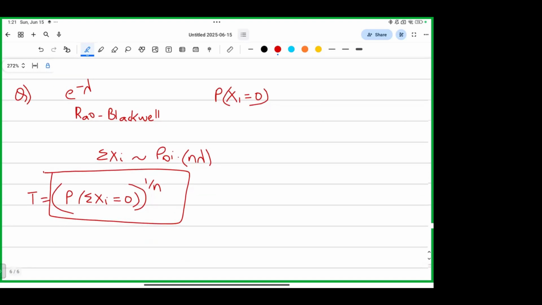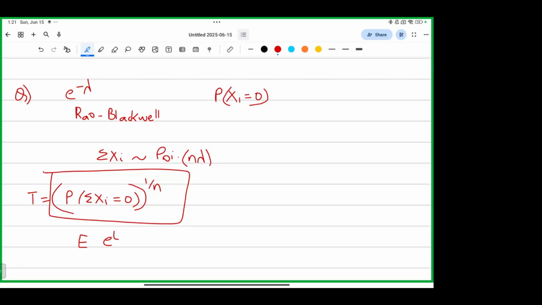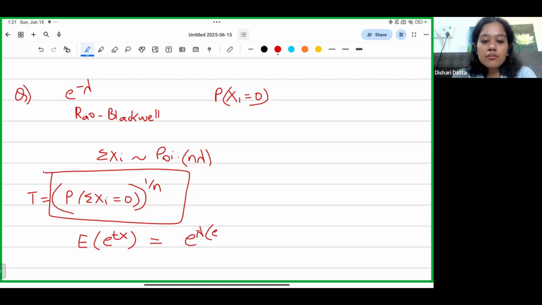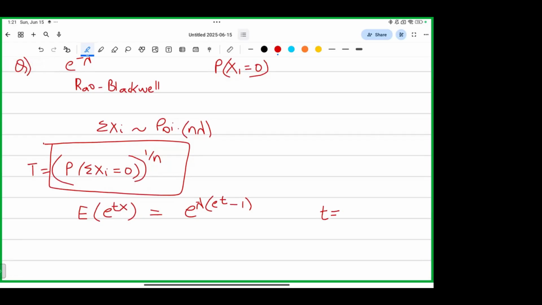Can I use the MGF part also? How are you going to incorporate MGF? Because we know expectation of e to the power tx is equal to e to the power, okay, so that would not be minus lambda. No, just take a function. If we take p equals, no, that would not be.